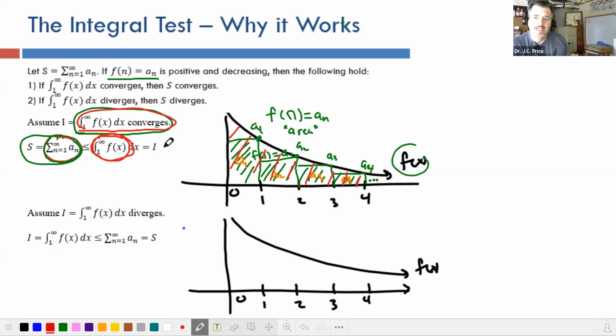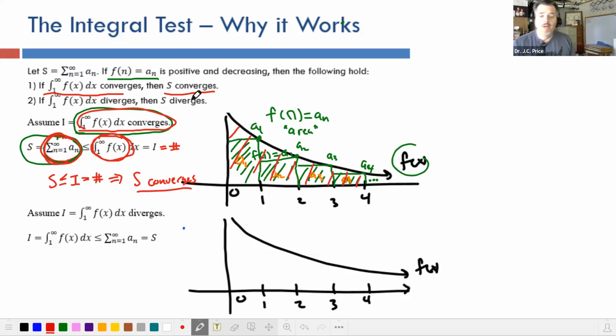Which means this thing is equal to some sort of number. I don't know what the number is, but some positive number, that's going to force this to be some number. Again, I don't know what that number is, but it's some number. So because this series is less than or equal to that improper integral, and we know that improper integral is equal to some number, it implies that S converges too. And so that's why the integral test works. When the improper integral converges, it forces the series to converge.